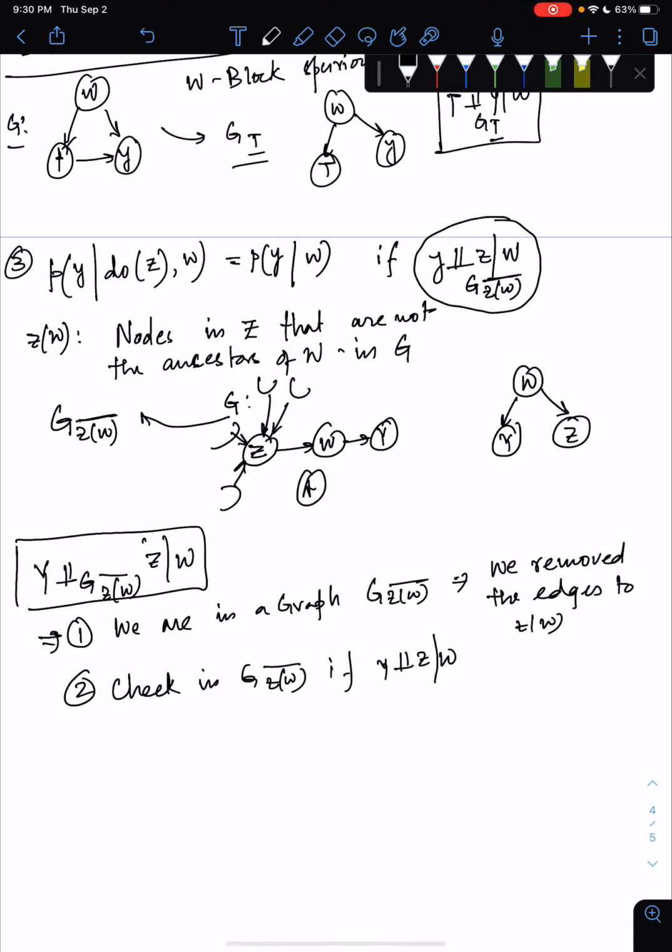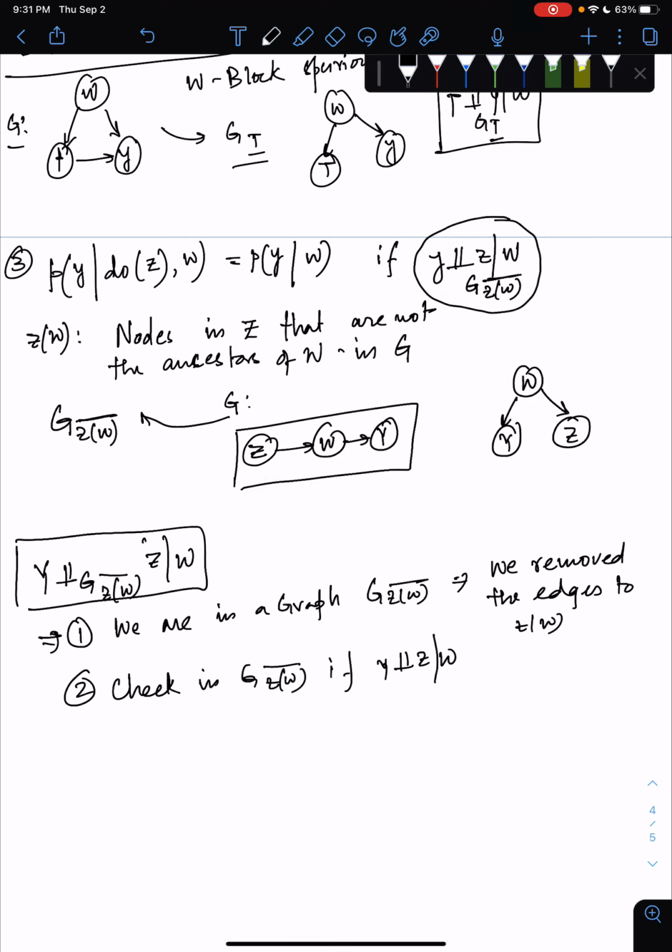So this is A, this is B, okay? And we have to go from G to G_Z̄W̄. So how can we get this graph? We have to remove the edges that are coming to z. So we have to remove all the edges, okay? So these things are gone. So we only have this thing.